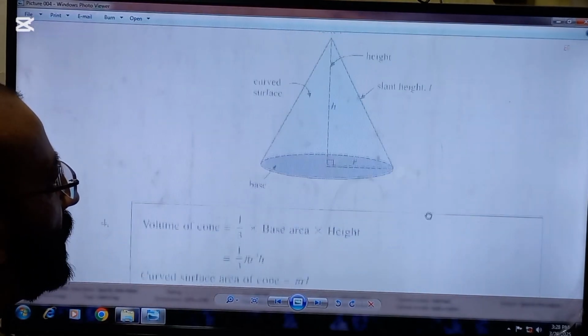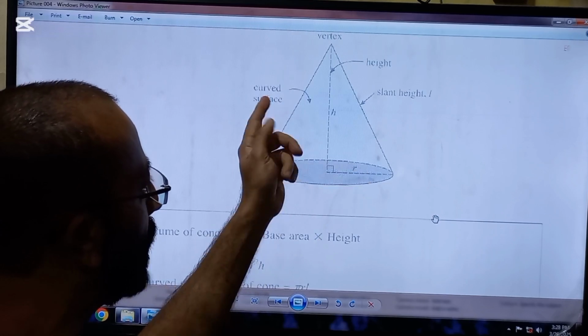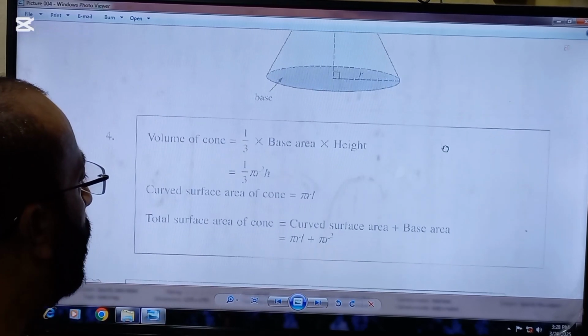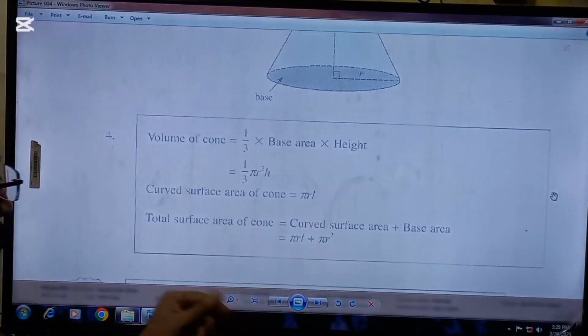Curved surface area of the cone. This is called the curved surface area, which is at the top of the circular base. And the formula for the curved surface area is pi r L.